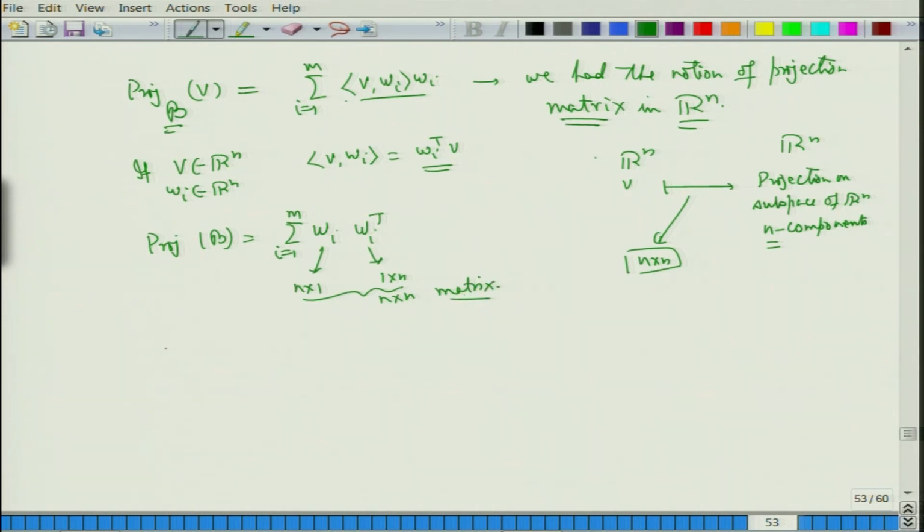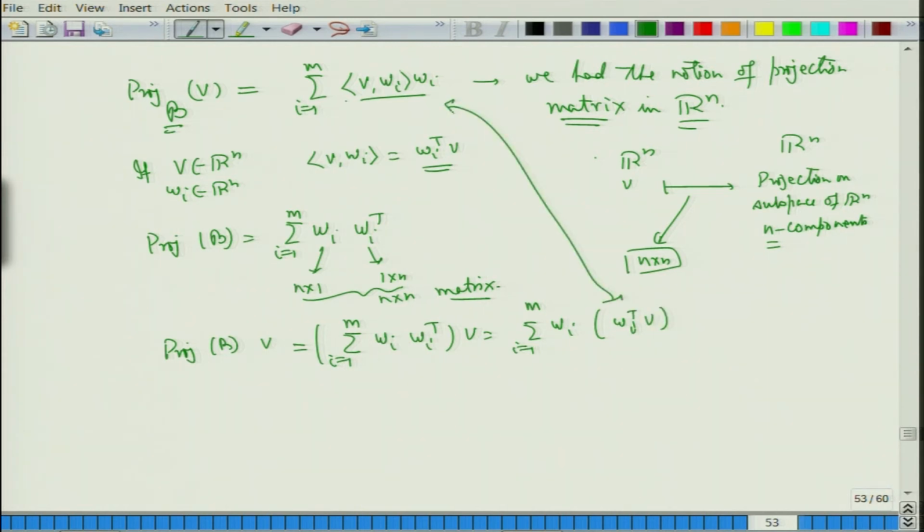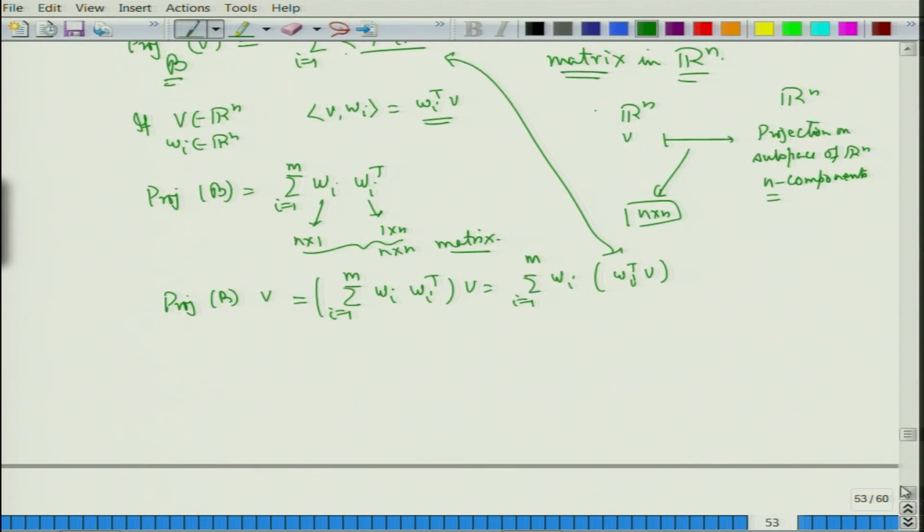fine. And if I look at the projection matrix times a vector V, then this is nothing but the sum over i equal to 1 to m of Wi Wi transpose V, which by linearity gives me the sum of Wi Wi transpose V, which is what we have here, all right, fine. So, we could get that. This projection matrix was important. Now let me summarize the small ideas that I had.